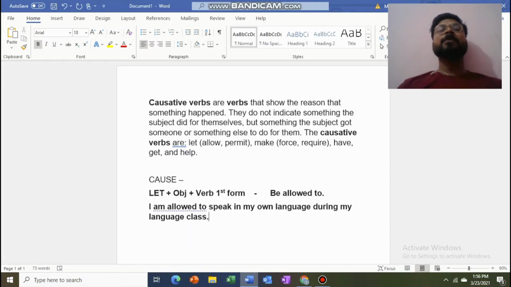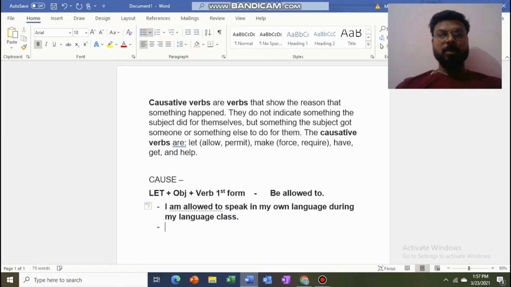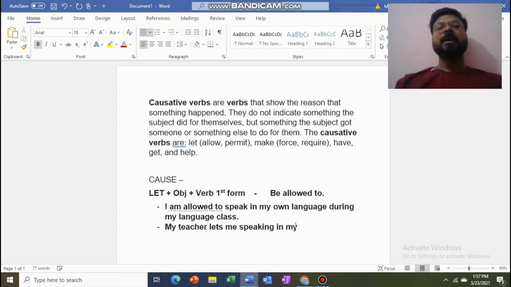If I am supposed to convert this sentence, which is I'm allowed to speak in my own language during my language class, how am I supposed to do that? At first, I need to identify who is the subject, who is allowing me to speak. So obviously that is going to be my teacher. So let's take an example: my teacher lets me speak in my own language during my language class.